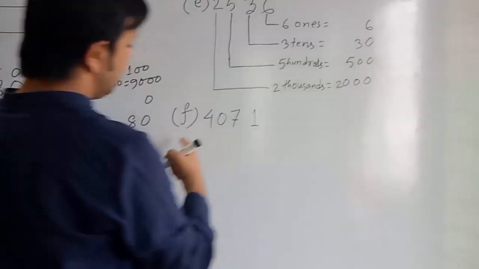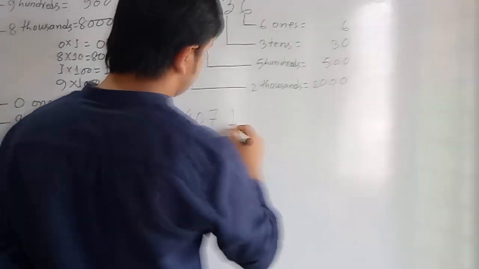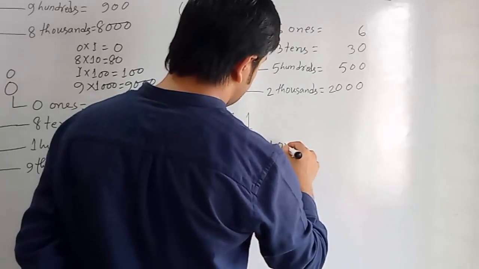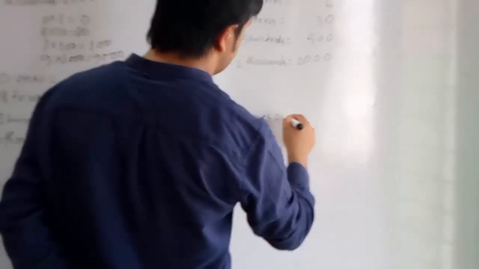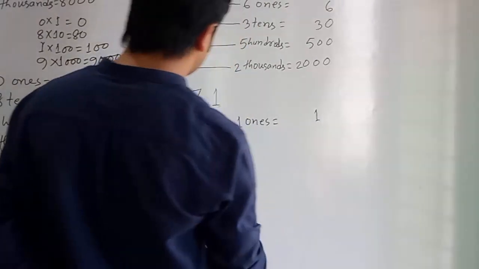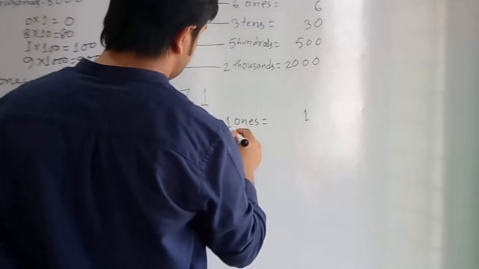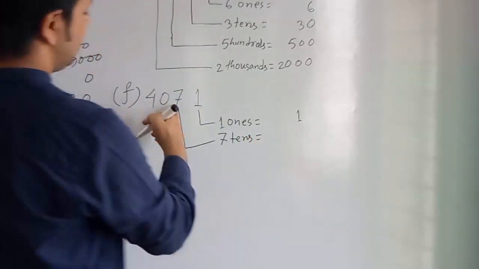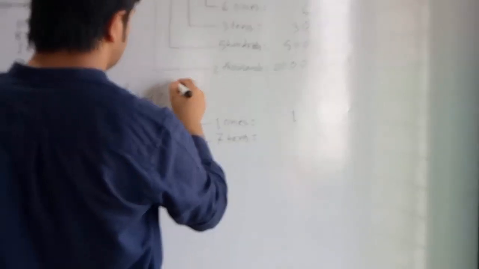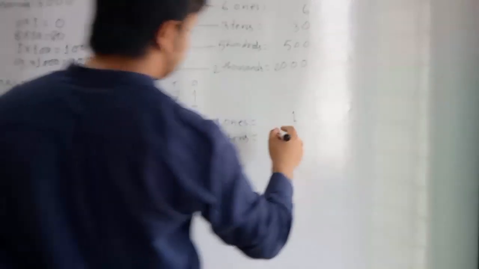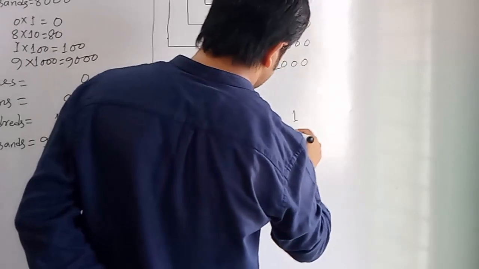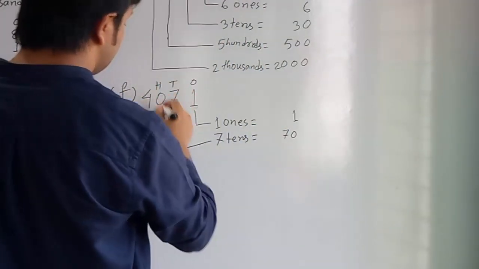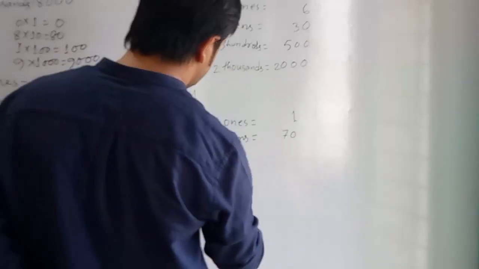Okay, now see the last number. 1 is in ones position, so we can write 1 ones, that is 1. 7 is in tens position, so it will be 7 tens, which are 70. And 0 is in hundreds position, so place value of 0 will be 0 hundreds.